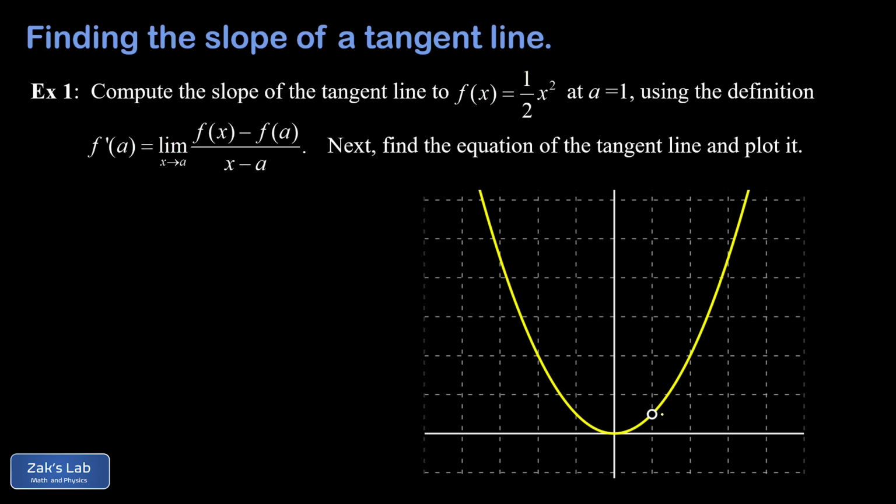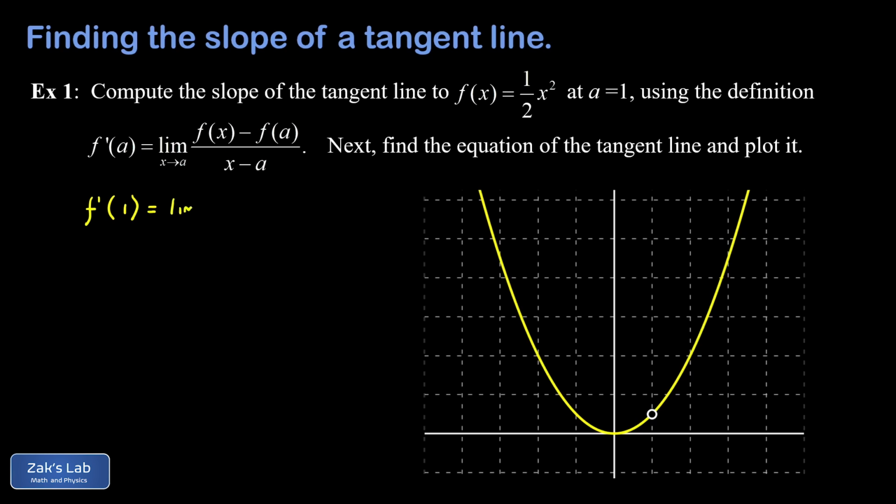So that's the location a equals 1, and then f of a is f of 1, which turns out to be 1/2, and it looks about right in the graph. So let's apply our limit definition of the derivative. So what I'm looking for is the slope of this curve at x equals 1. So I have f prime of 1.